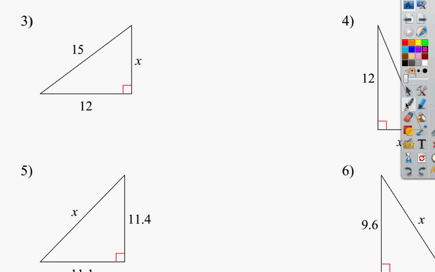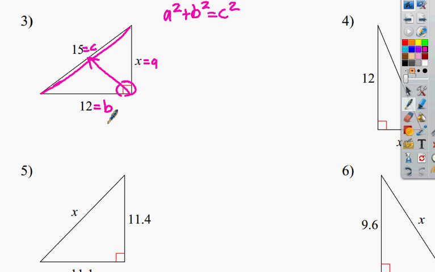Okay, question 3. Question 3, it's the same thing. I have my right angle. I will write down a squared plus b squared equals c squared. I need to figure out what c is. Once again, it's across from the right angle, or it's also the longest side. A lot of people think of it in terms of the longest side of the triangle. So 15 is c. X can either be a or b. I'll make it a.